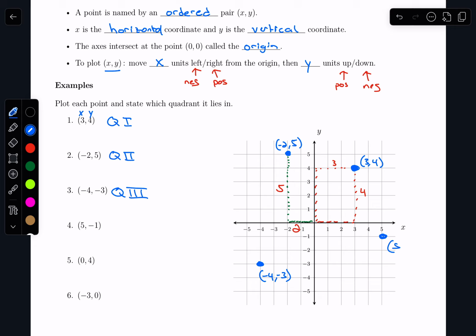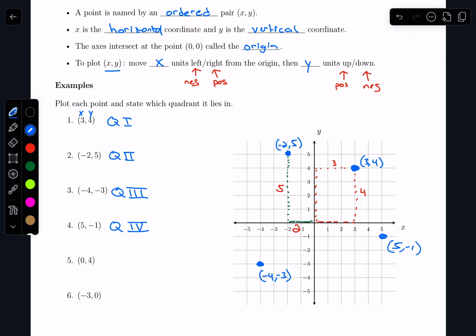Okay, so that puts me over here at (5, -1). Because we are to the right and down, we are in Q4, which is QIV. If you haven't worked with Roman numerals before, V means 5, and when you put an I in front of it, it means 5 minus 1, which is 4. So the number 4 in Roman numerals is IV.